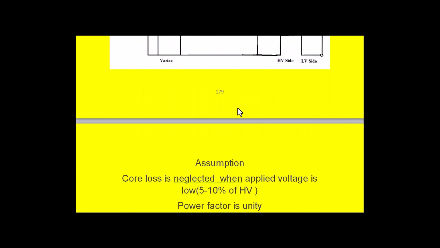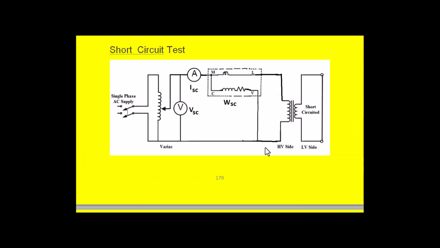The reason for making the HV winding the primary is that, to pass the rated short circuit current or rated current through the transformer, the voltage to be applied is only 5 to 10% of the rated voltage of the HV winding. So that is the reason the primary is always the HV winding for the SC test.